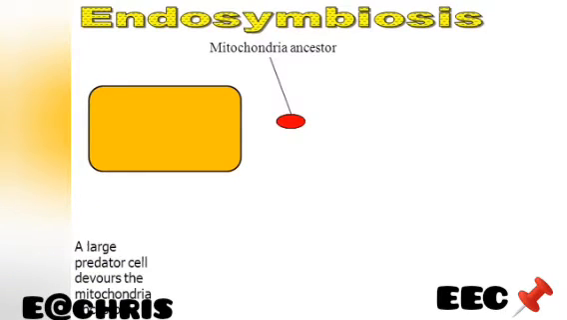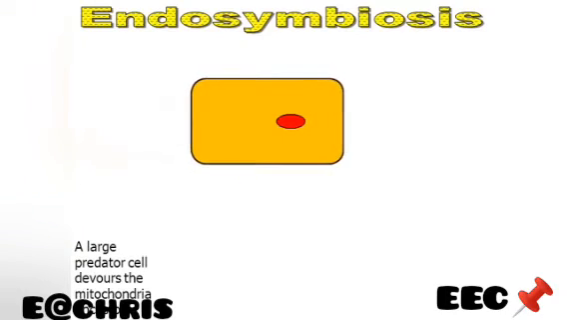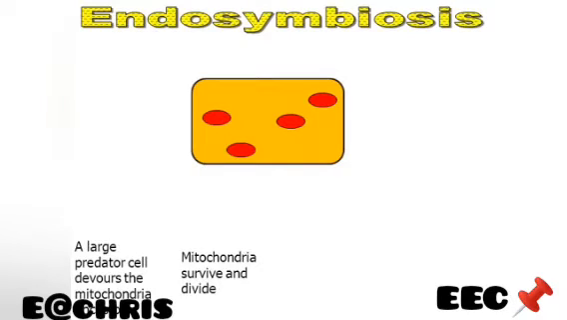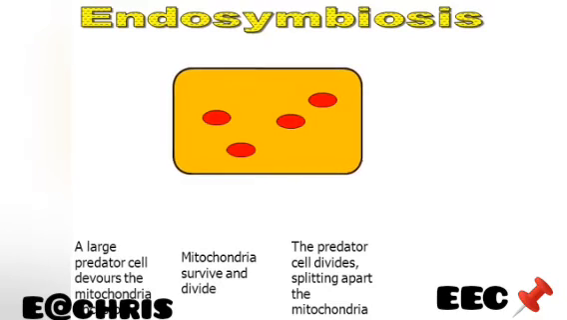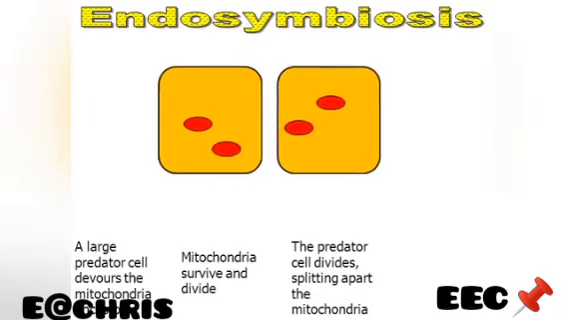So the mitochondria ancestor, as you see, is a large predator cell that devours the mitochondria. The mitochondria moving into this predator allows the mitochondria to survive and then divide. If that mitochondria survives and divides, it carries out all the functions that are carried out in the nucleus for the process of cell division, as it must be.